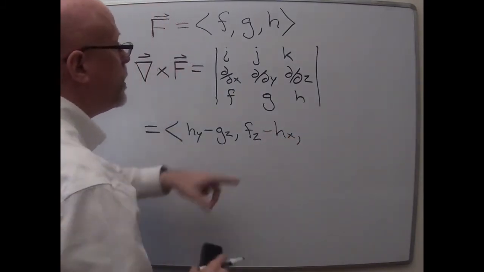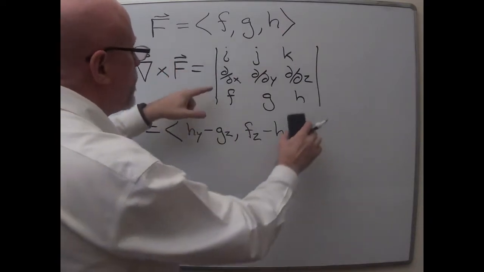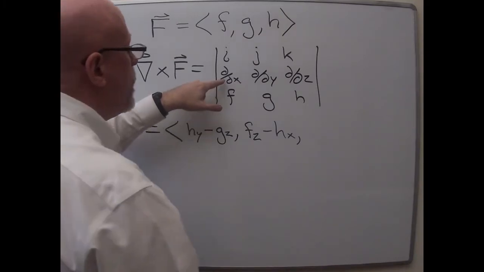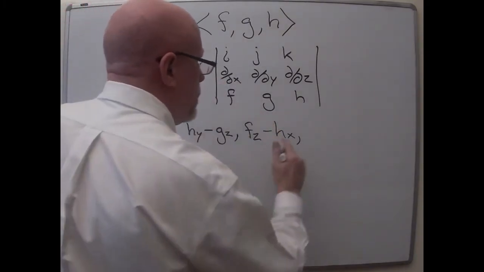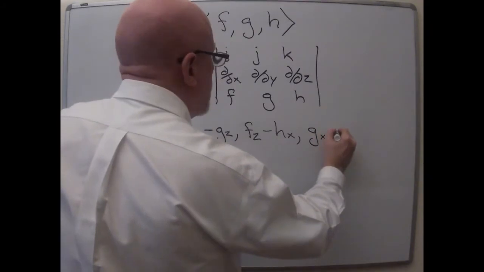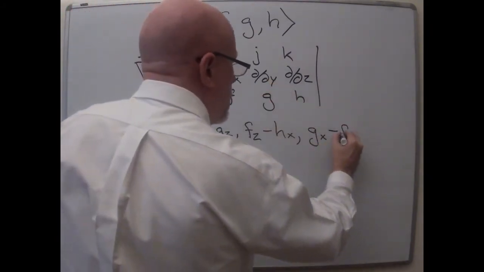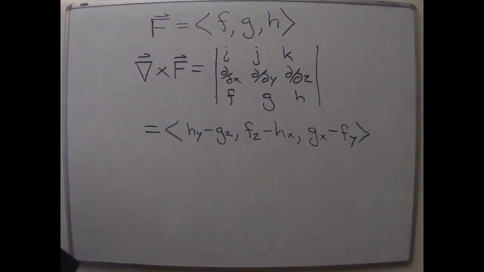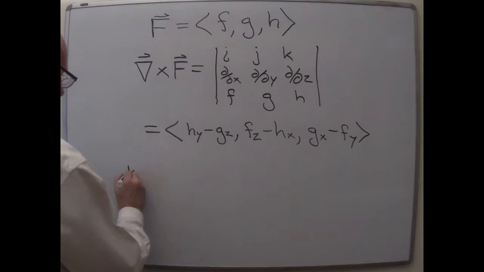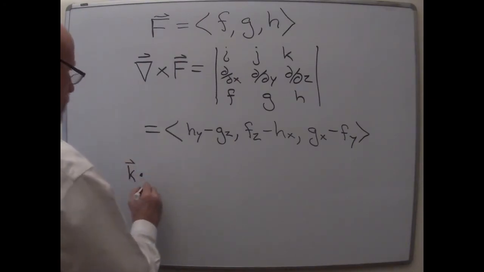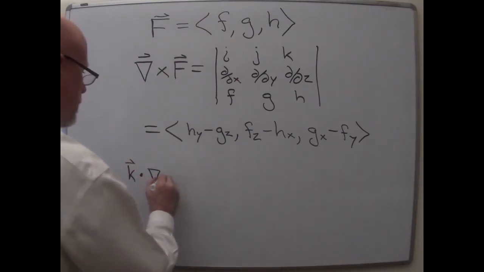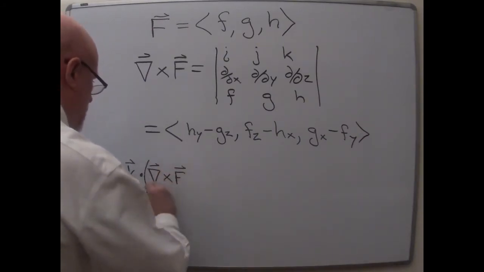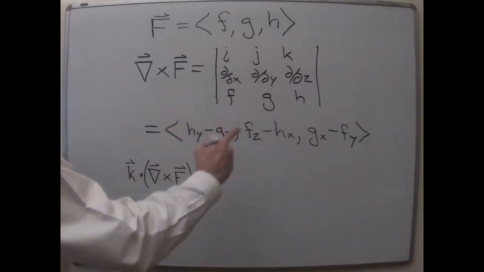And the k component, this is the one that we're referring to in Green's theorem, is g's x derivative minus f's y derivative. So one way to express this is if you take the vector k and you dot it with del cross F, you will get g_x minus f_y.